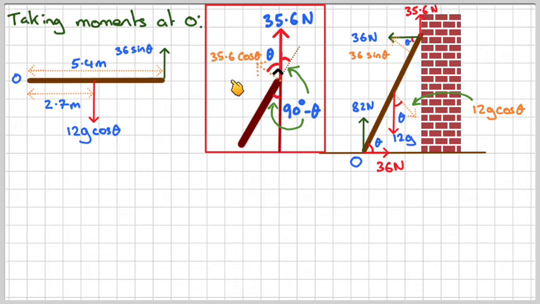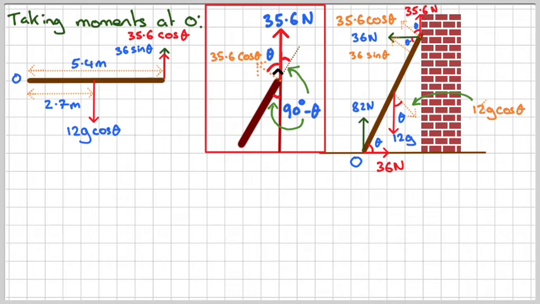Which will make this component here 35.6 cos theta, because this will be next to the angle. So we'll put it on here as well. Okay, and then we'll transfer it over to this diagram. It's acting at exactly the same point. This force and this force here are acting exactly at the same point, although I've drawn this one over here so we can see it nicely. So this will be 35.6 cos theta.